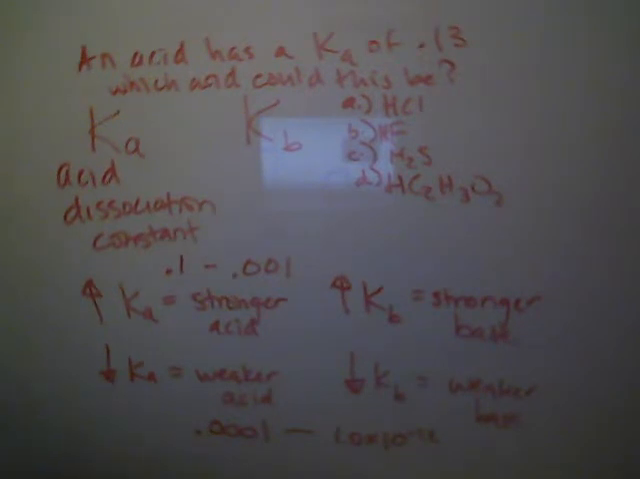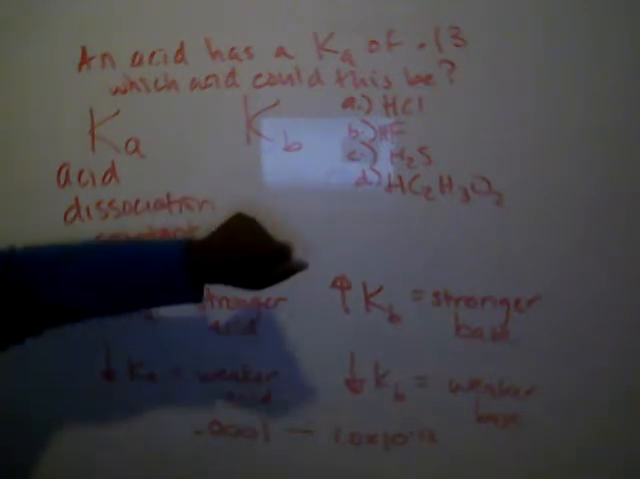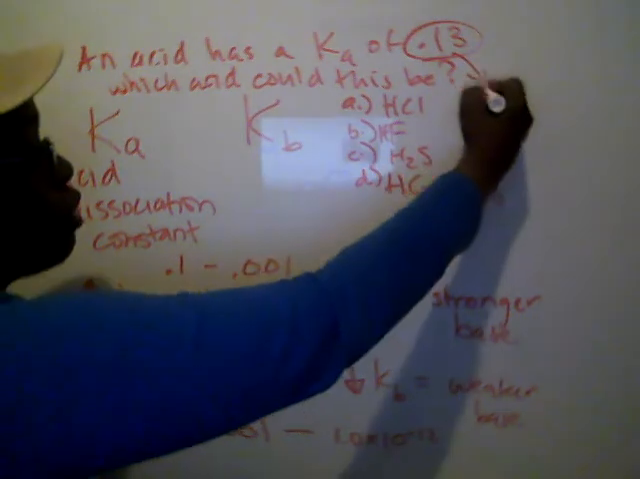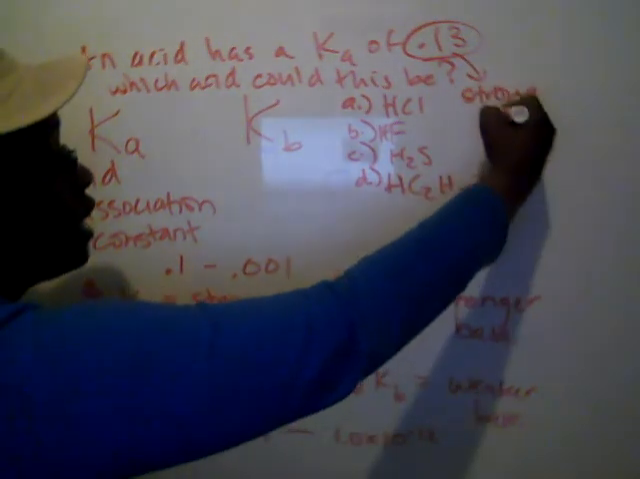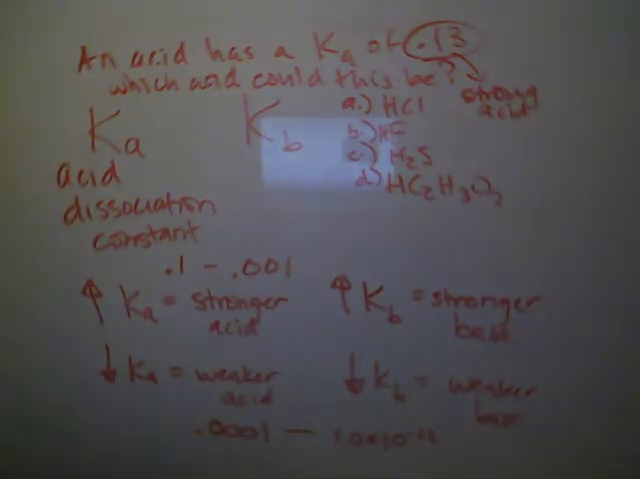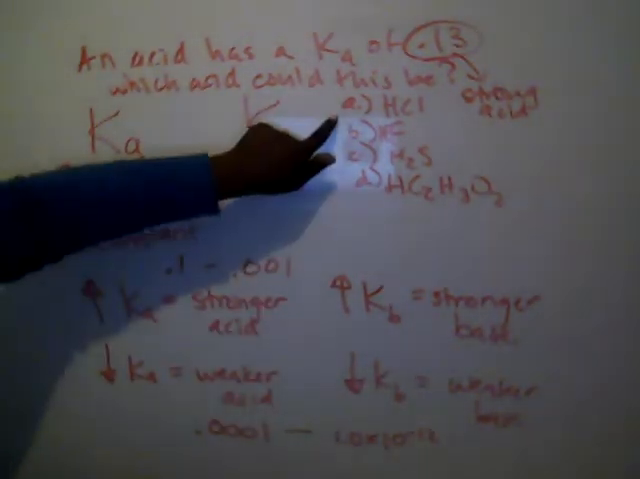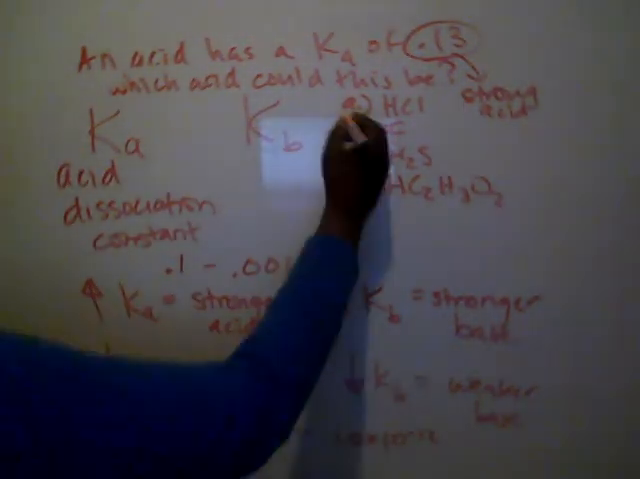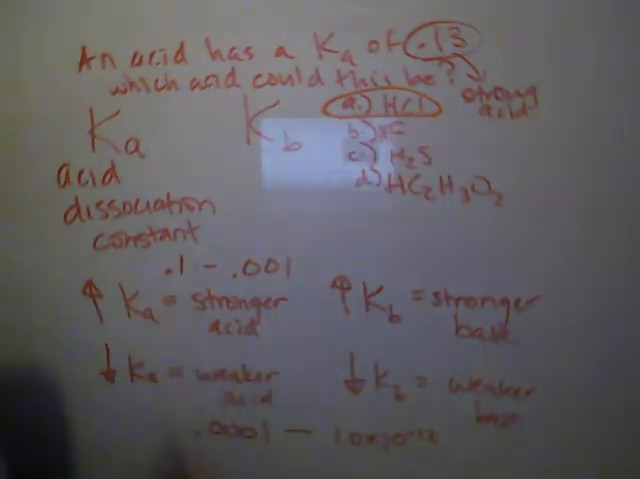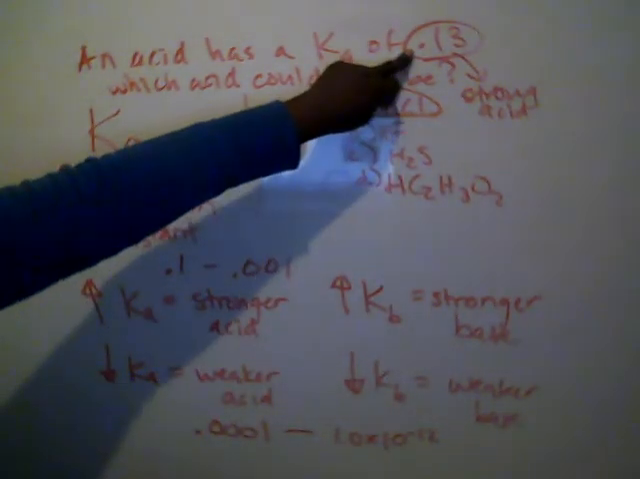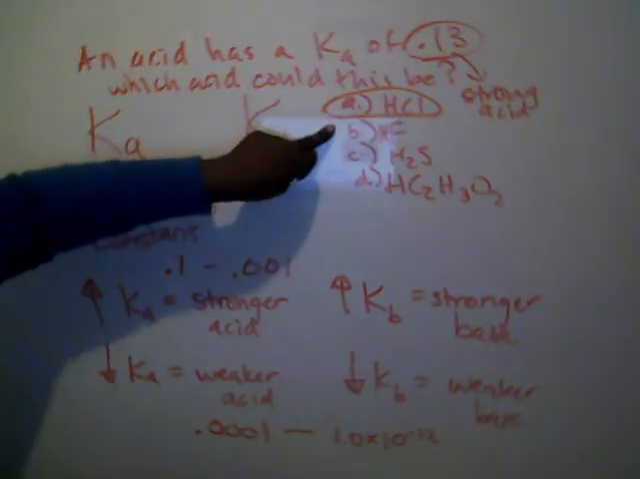Usually we deal with numbers that are like 10 to the negative 9 or really, really small. So 0.13 is not too small, which means this is probably from a strong acid, okay? Which is then going to test your knowledge of, do you remember what the strong acids are? Remember, there are 6 of them. Of those 6, HCl is the only one that's on your list of 6. So more than likely, the answer would be this one, because this is a bigger Ka, larger number, stronger acid.